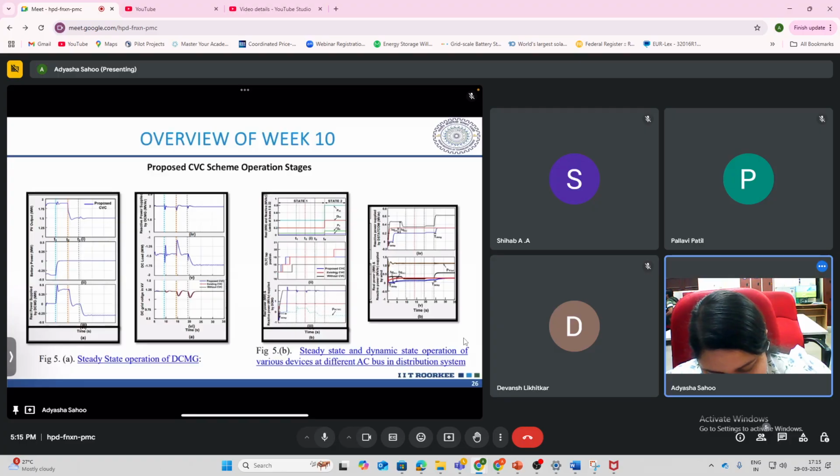Yeah, this is the voltage here. You can see the voltage is above 1 per unit here. So what is the advantage here in the proposed technique?